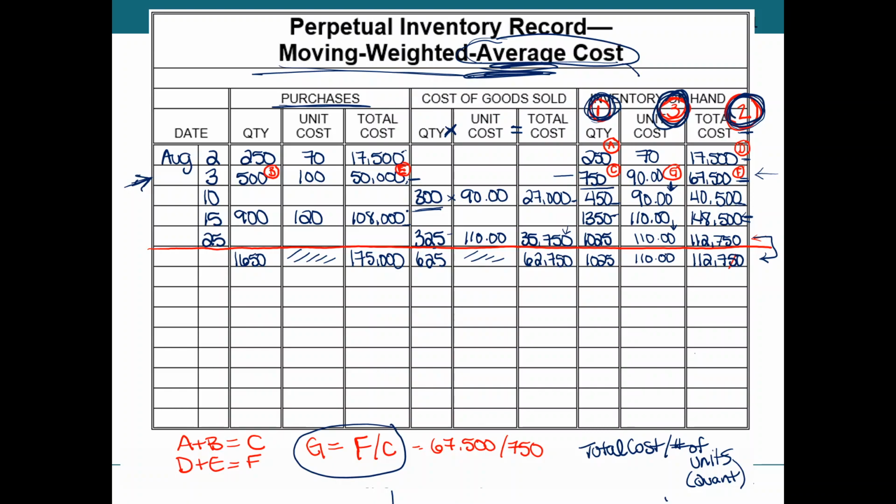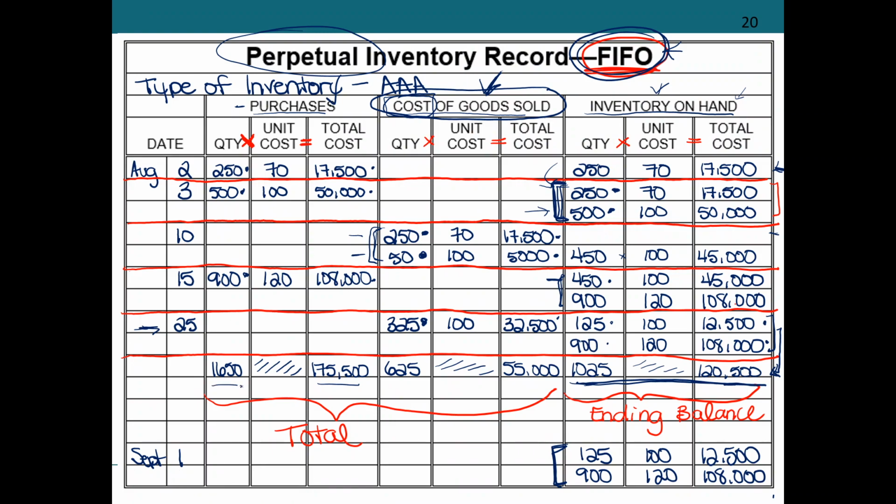Now let's just do a really quick comparison between the two. So let's look at purchases first. Under average cost, we have 1,650 was our quantity and total of $175,000, which is going to be the same. So regardless of what costing method you use, the actual amount that you pay on your purchases and the quantity that you're purchasing, that doesn't change. That's just based on the invoice that you're given from the supplier. So under both methods, your purchases, you'll get to the same amount.